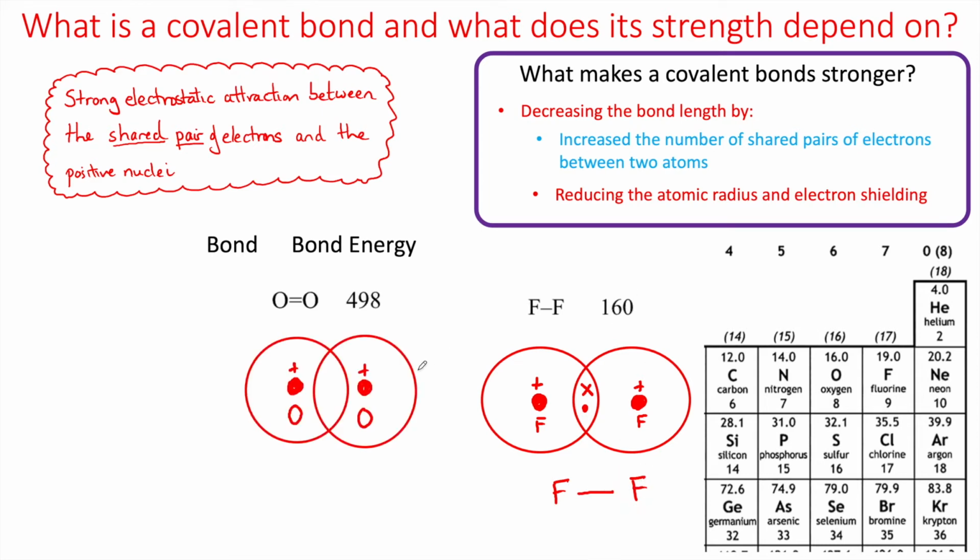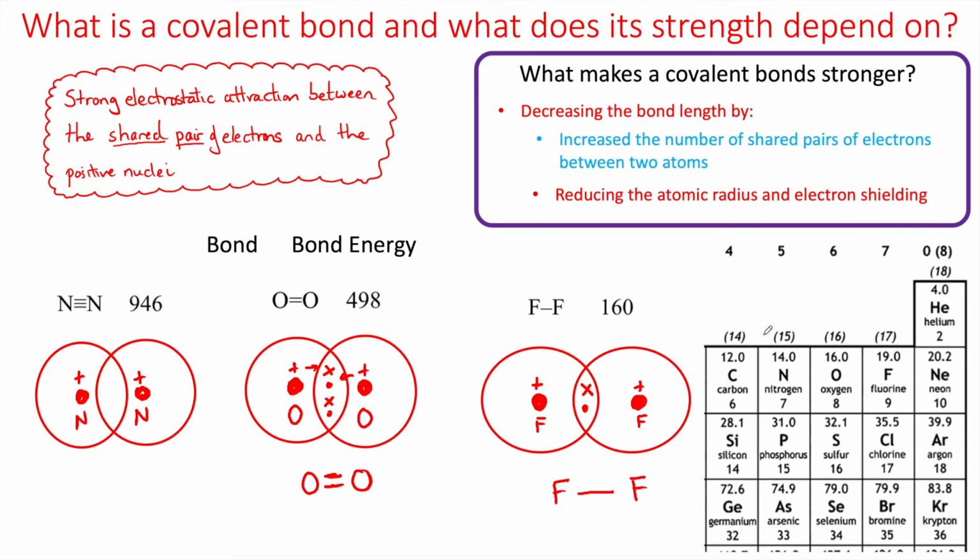Now, if we take oxygen, oxygen is in group 6, so it needs 2 electrons extra to gain a full outer shell. So that means it has to share 2 electrons each, so it has 2 covalent bonds, and that's why it's got that double bond there. And so because it's got 2 shared pairs of electrons, you've got a greater electron density in the center, and so that attracts the nuclei more, bringing them close together, so you have a shorter bond length.